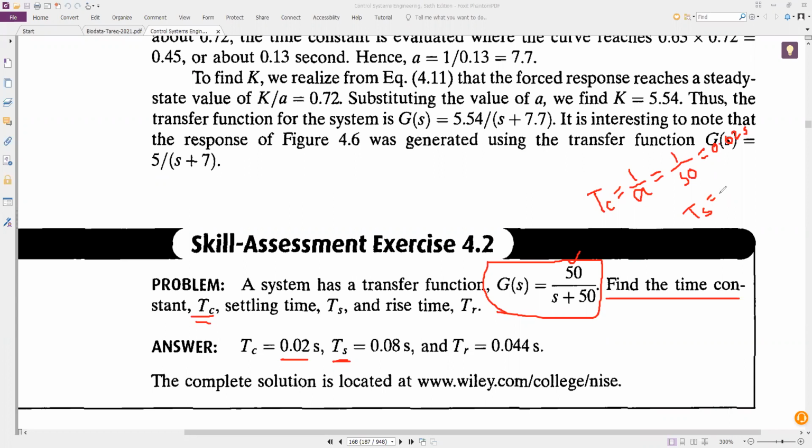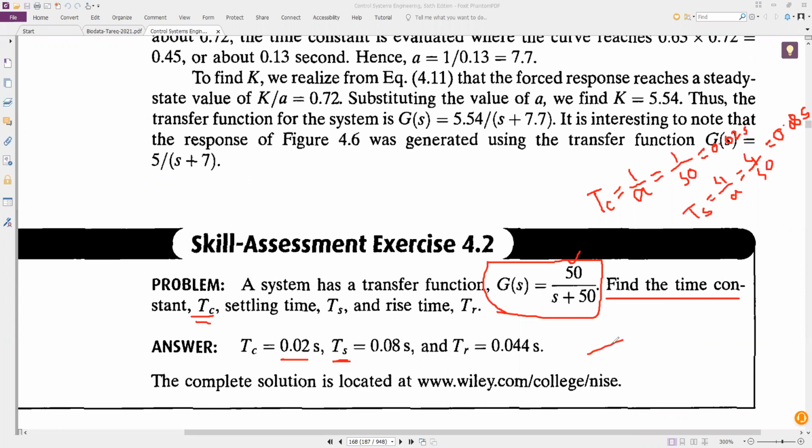I think it is 4 by A, right? 4 by A. Okay, so that means 4 by 50. So what does it become? 4 by 50 is 0.08. Can you check it? Do you have the soft copy of the book or not? Yes, 0.08. You're right, sir, 0.08 second.